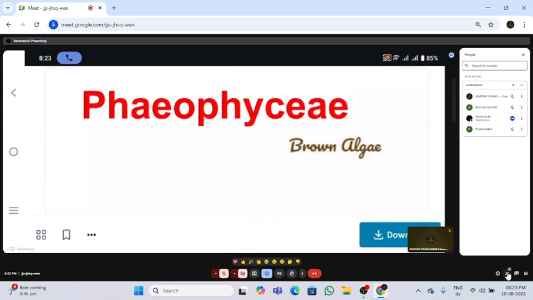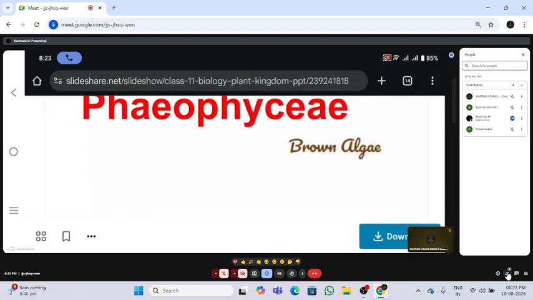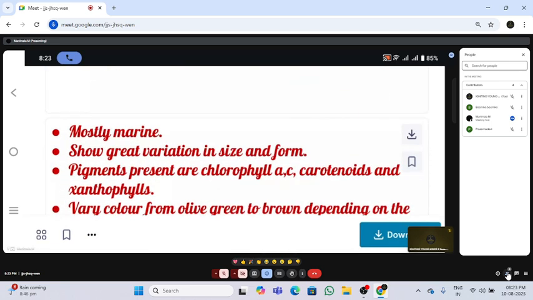Phaeophyceae means brown algae. The largest group of algae, the majority in the marine environment. In the marine, the largest group of algae is the brown algae, Phaeophyceae only. Here they also have great variation in size and forms, and some brown algae are massive forms, the massive seaweeds called kelps.